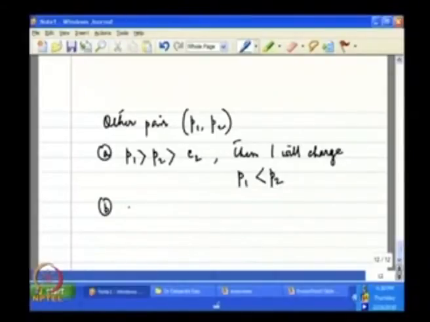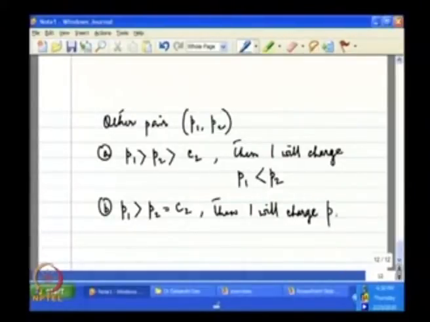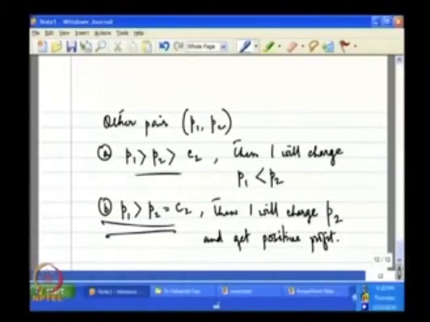Case B: suppose firm 1 is charging a higher price, and firm 2 is charging a price equal to C2. Then firm 1 will charge P2 and get positive profit. Here, in this case, firm 1 is getting 0 profit. Here also firm 1 is getting 0 profit, but if it charges a price less than P2, it is going to earn positive profit.